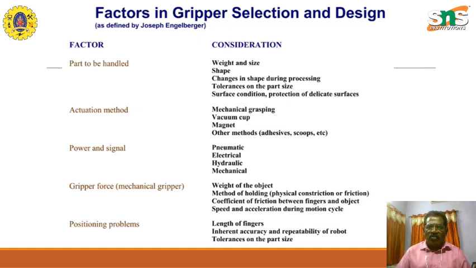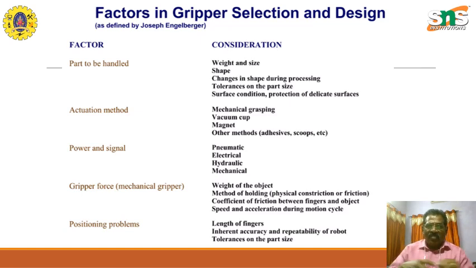Then the grip force, again depending on the weight of the object, the method of holding, the coefficient of friction between the fingers and the object. If I want to hold something like this, what is the coefficient of friction? Should the friction be high or low? A robo end effector can even hold a delicate egg. Okay, an egg it can hold. That means it understands the surface, and it knows how much holding force it has to apply. It understands that.